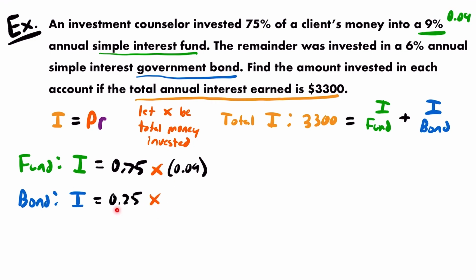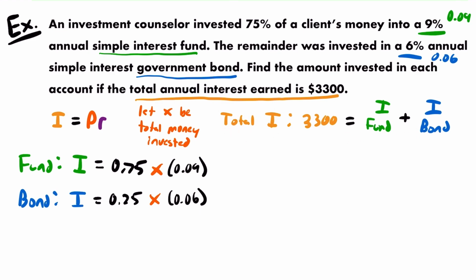That is 25% of the total amount of money invested, and so that would be the amount invested in the bond, which would then be multiplied by the corresponding simple interest rate, which is 6%. And 6% as a decimal is 0.06. So we're going to be multiplying here by 0.06. Okay, so now we have ways to calculate the amount of interest in each of these accounts, but we don't know what x is, so we can't really calculate it. But what we can do is put these expressions into this equation right here.